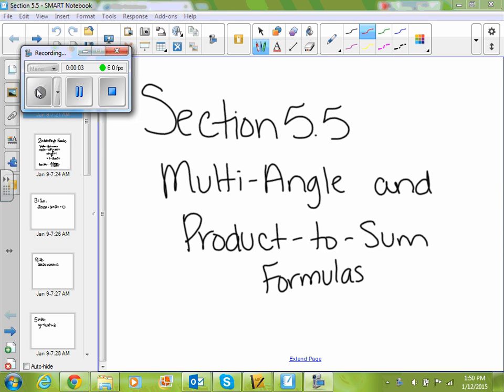Alright guys, today we're going to go over section 5.5. It's the last section we'll do out of this unit before we take our test. We'll take our Unit 5 test on Friday. And section 5.5 covers multi-angle and product-to-sum formulas.